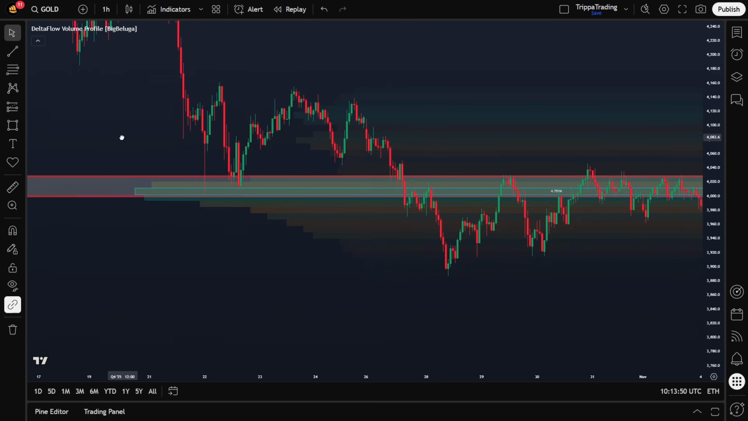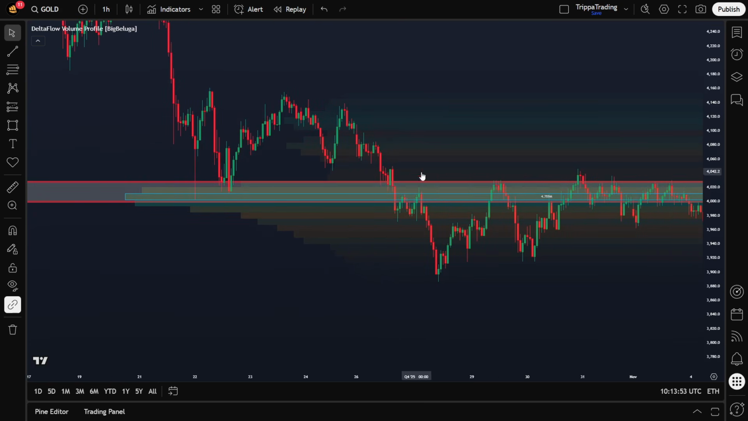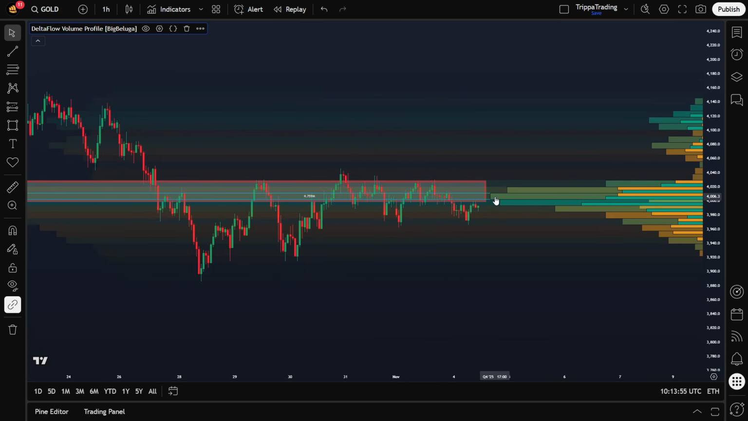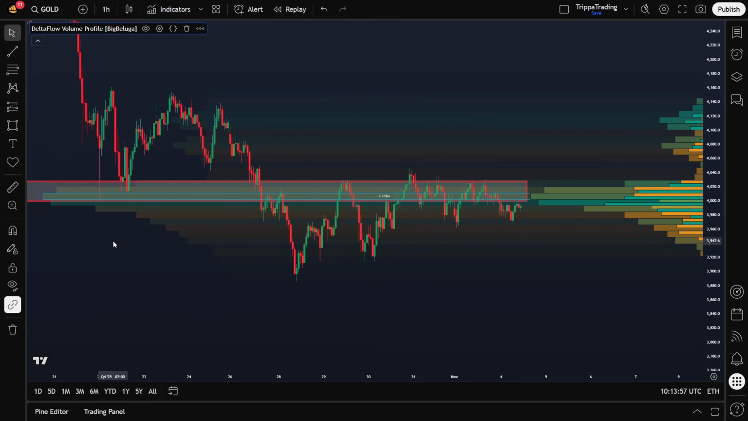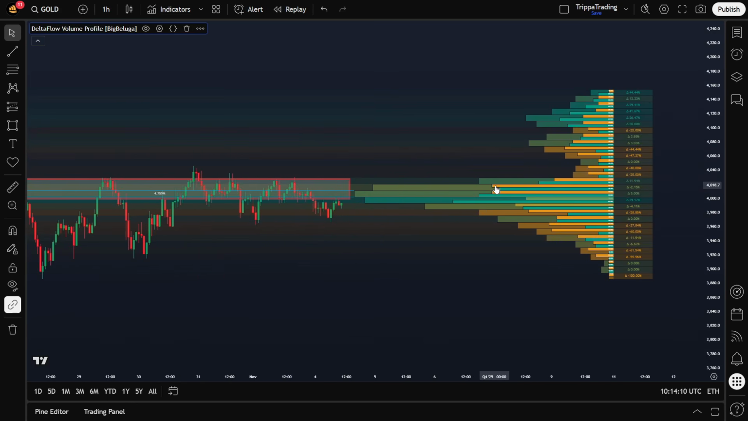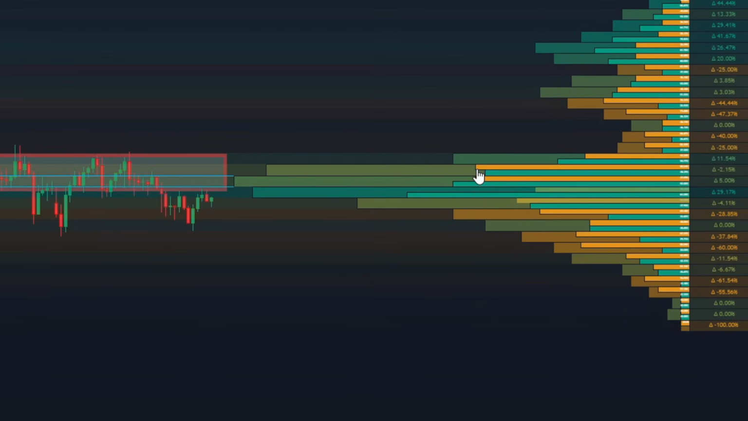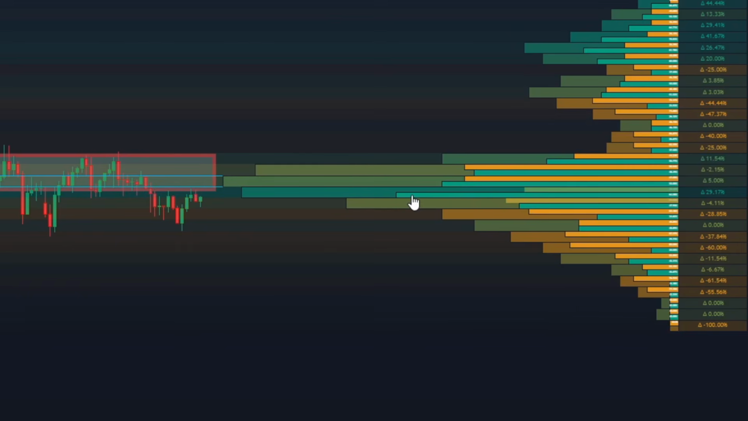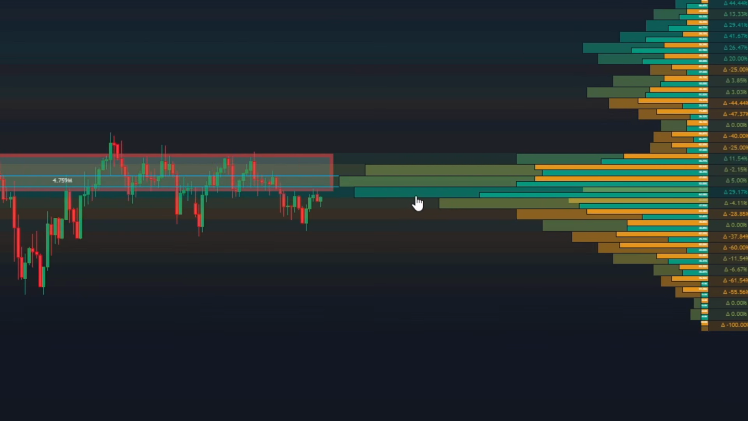Let's say you spot a support or resistance level using price action. When the Delta Flow Volume Profile shows high volume at that same price level, that's extra confirmation. It means market participants have already proven that area matters. Now, the color difference inside the bar gives you more depth. If orange is larger than green, that zone had heavier selling, possibly resistance. If green is larger, that level might act as support because buyers were stronger there.